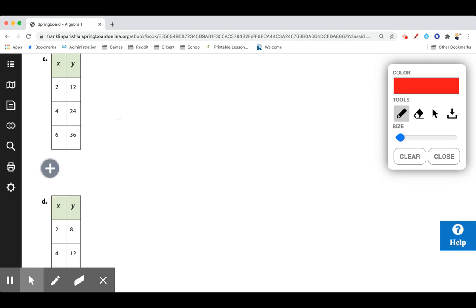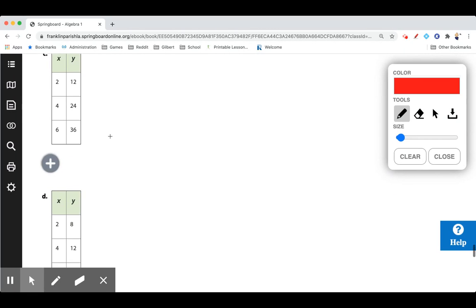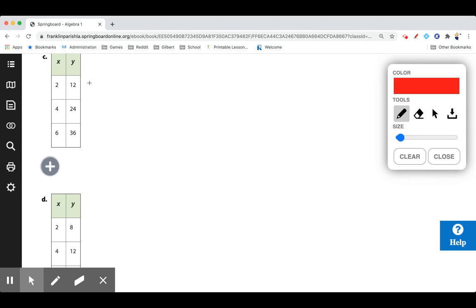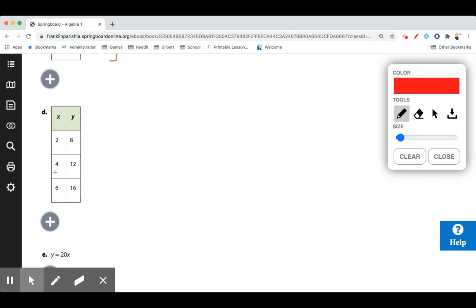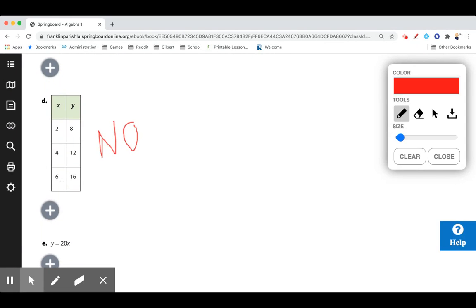Let's look at the tables. Multiply this number by 6. Multiply this number by 6. So yes. 2 times 4 is 8. 4 times 4 would have been 16, so that's a no. It doesn't have a constant of variation. The variation is changing. You're multiplying by different numbers. It's not a constant.